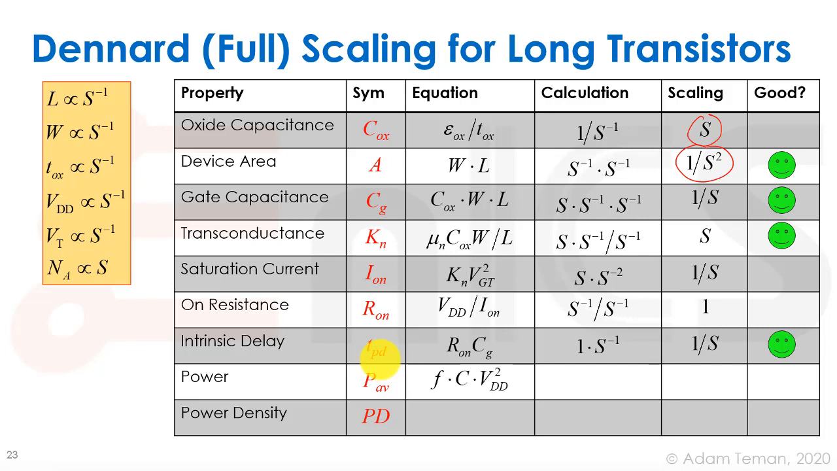Next, we have power. So power, we said, is f C VDD squared. If we can take our TPD and lower it by S, then we can raise our frequency by S. Our C is going to be our C gate, and our VDD squared is going to be 1 over S squared. It gives us a total reduction of S squared in the power, and that's really great.